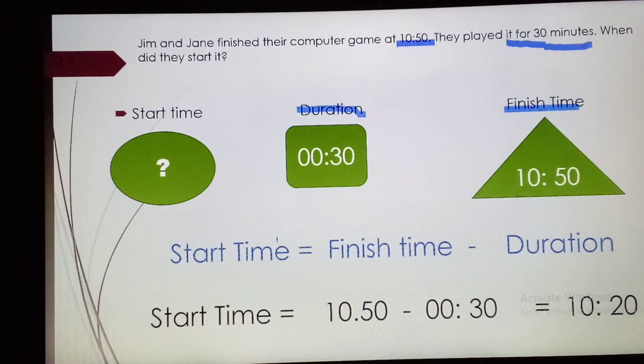So start time is an earlier time. To find an earlier time, we should always subtract. So from the finish time, subtract the duration. Then you can find the start time. So our finish time is 10:50 and the duration is 30 minutes. So when we subtract 30 minutes from 10:50, the answer is 10:20.